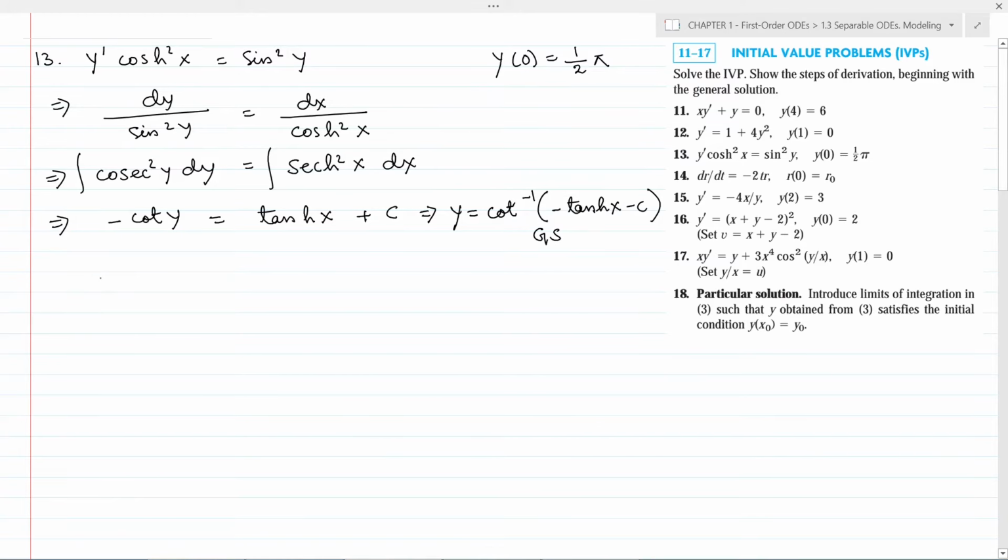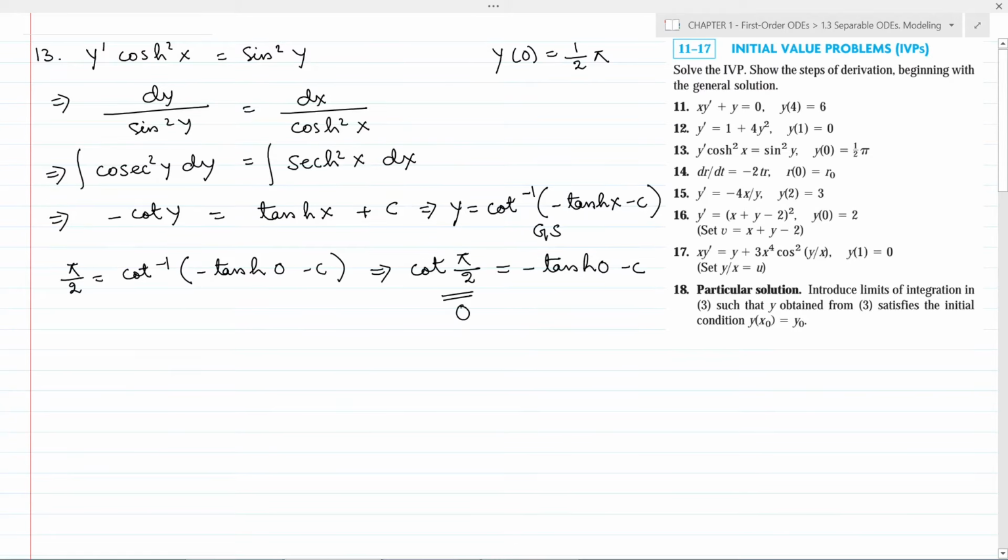We can get the particular solution by substituting the initial value condition in the general solution, and we can write this as pi by 2 is equal to cot inverse of minus tan hyperbolic 0 minus c, which implies cot pi by 2 is equal to minus tan hyperbolic 0 minus c. We have cot pi by 2 is 0 and tan hyperbolic 0 is 0.